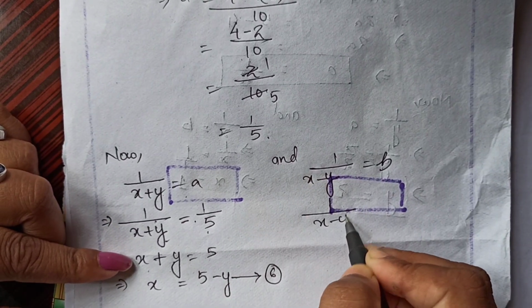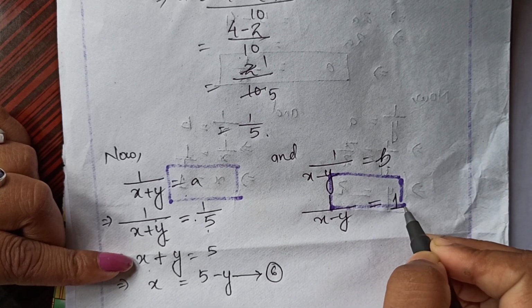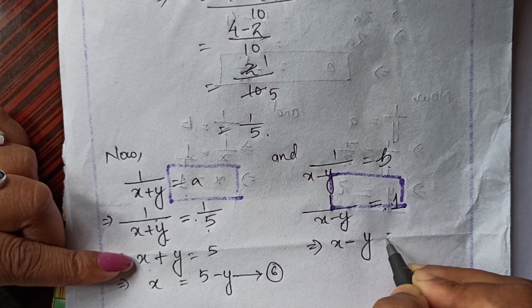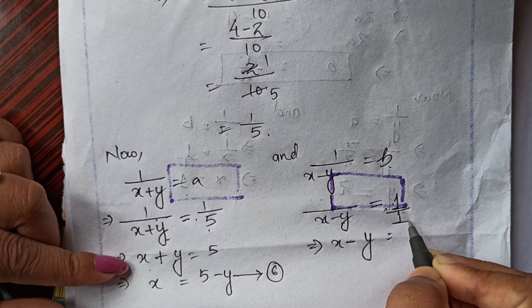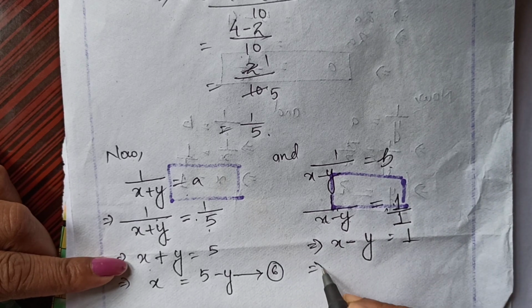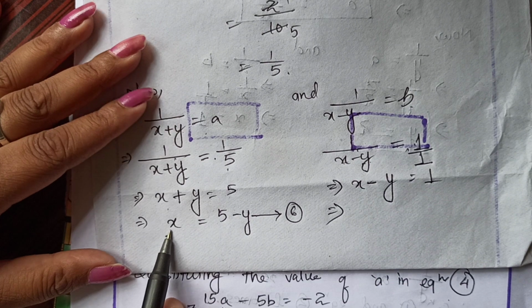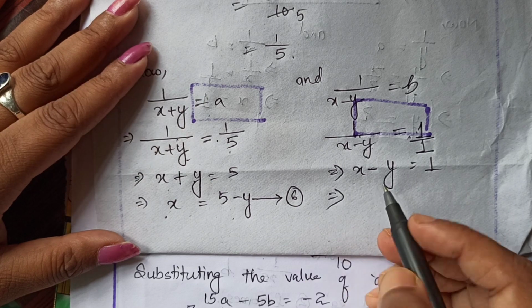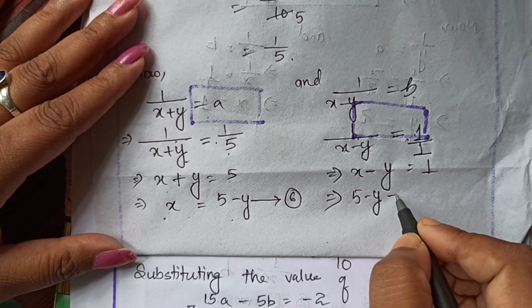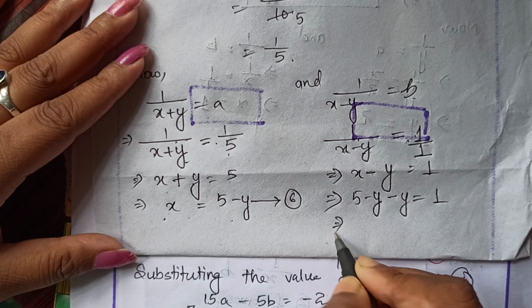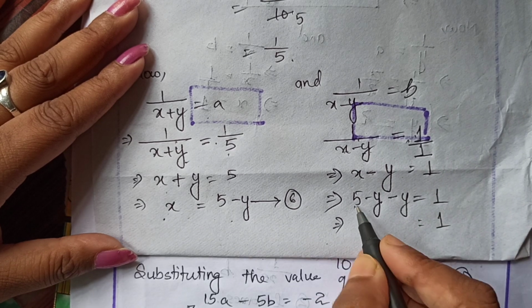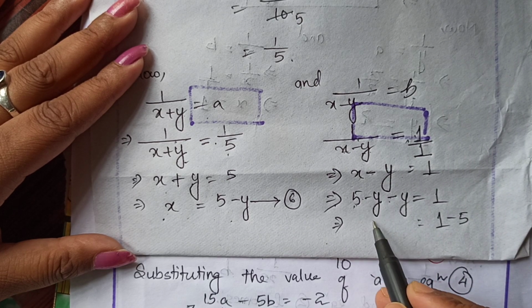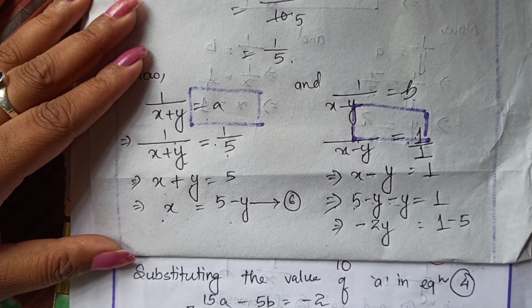Now we will proceed. Again it will be 1 by (x minus y) equal B. B we got 1. Again cross multiply it. x 1 is x, minus y 1 is y, equal, here we do not have anything, that means we can write 1. 1 1 is 1. So in place of x now we can write 5 minus y. So this x equal 5 minus y we will substitute here. In place of x I am writing 5 minus y. Again this minus y equal 1.